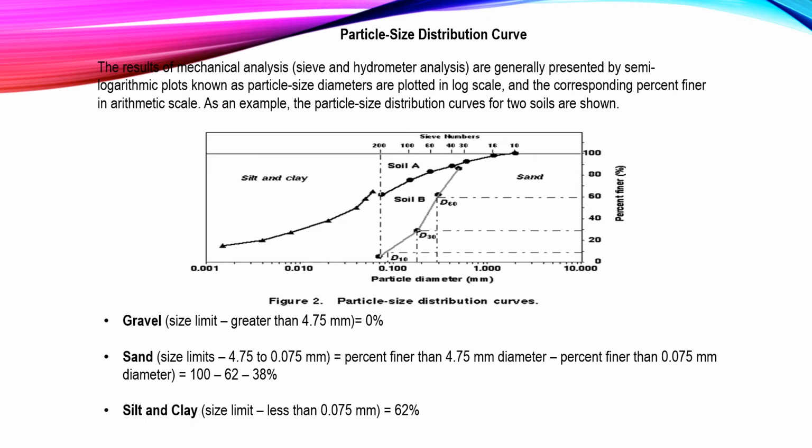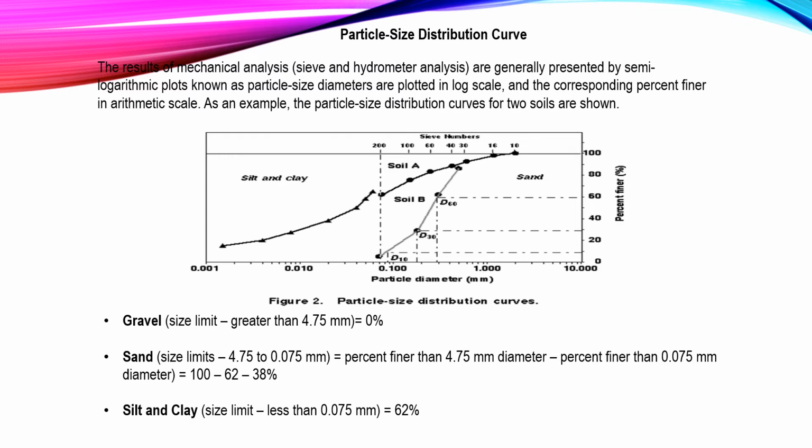The percentage of gravel, sand, silt, and clay size particles present in a soil can be obtained from the particle size distribution curve according to the Unified Soil Classification. Soil A in Figure 2 has gravel size limit, greater than 4.75 mm, equals 0%.